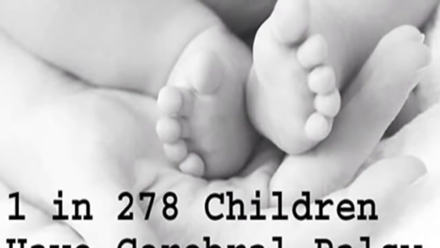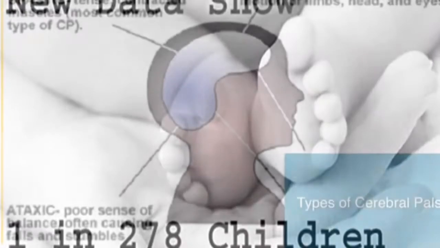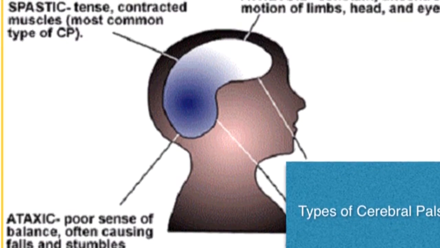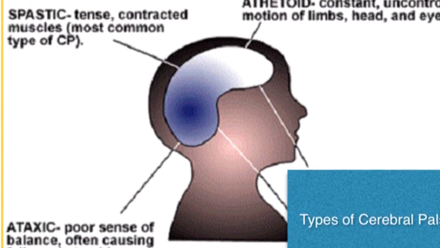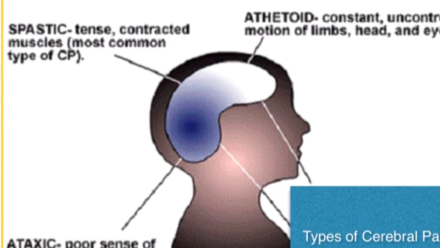Cerebral palsy is one of the more common congenital neurological diseases. Since it exists before birth, it interferes with normal brain development. According to the National Institutes of Health, there are 3 types of cerebral palsy, but we'll only be focusing on ataxic cerebral palsy in this video.